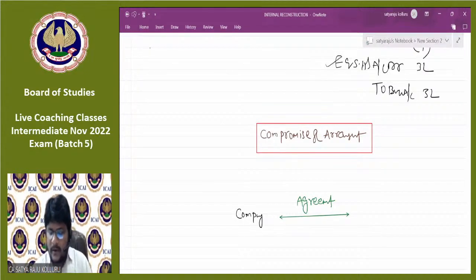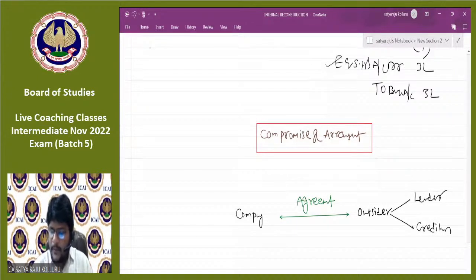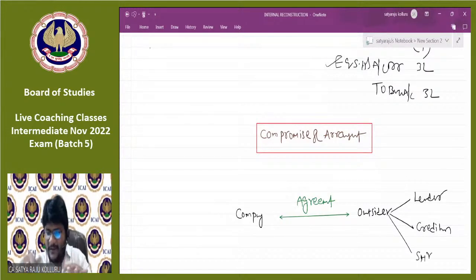Who are the other parties, sir? The other party is an outside party, an outsider. Such an outsider may be a lender, or the outsider may be a creditor, or the outsider may be a shareholder. So a shareholder is also an outsider for this concept. Only for understanding compromise and arrangement, it is anyone other than the company. He may be a shareholder as well. Any party. It is an agreement entered between the company and the other than company, that is, an outsider of the company.